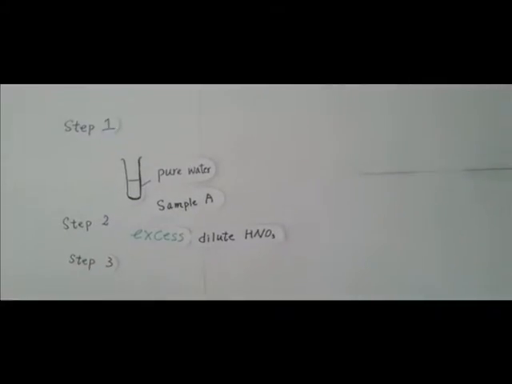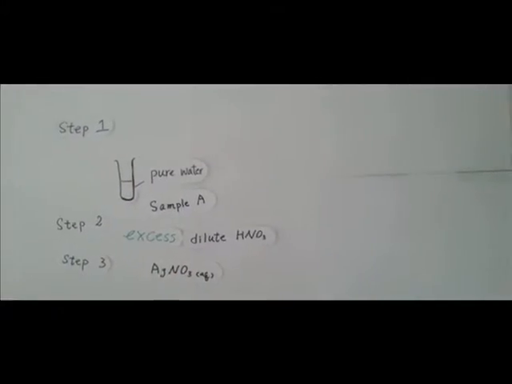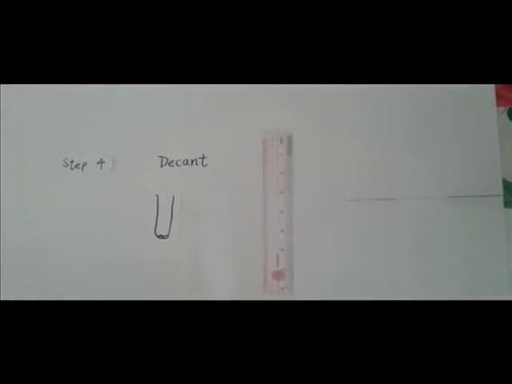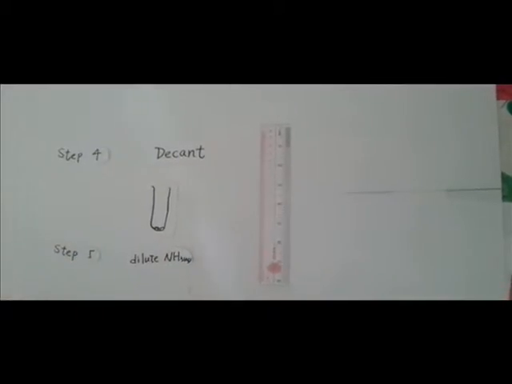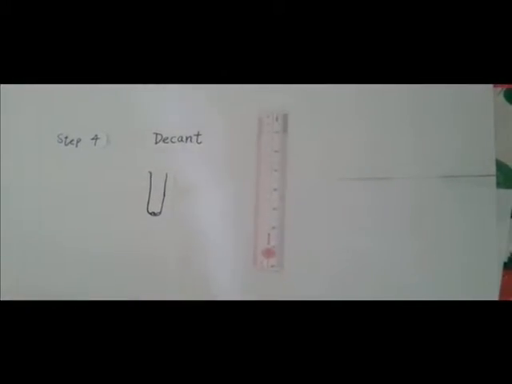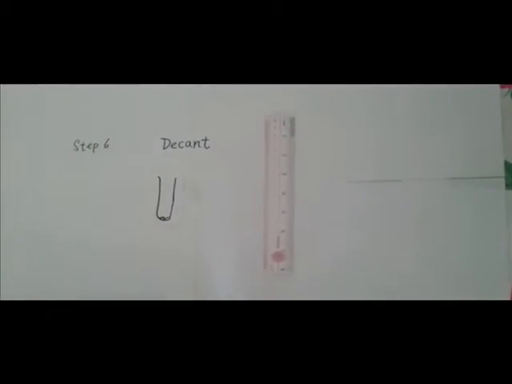Then, add silver nitrate solution into the solution. Let the precipitate formed settle. Decant the remaining solution and measure the height of the precipitate. After the measurement, add dilute ammonia solution to the precipitate. Remember that you must add dilute ammonia solution, not concentrated one, as bromide ions are soluble in concentrated ammonia solution. Decant and measure the height of the precipitate again. The experiment for sample A is finished.